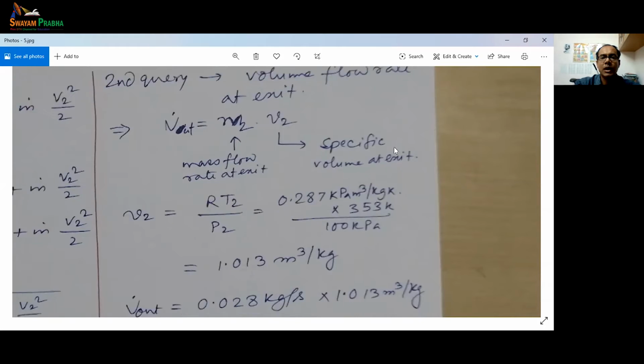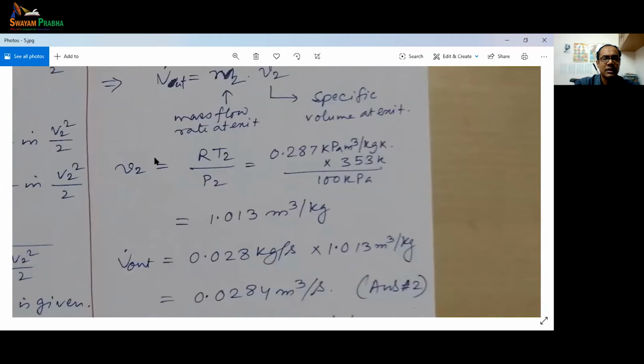And specific volume, how do we get it? That is where we will use the ideal gas law. The specific volume at exit will be R into T2 by P2. That means at state 2, we use the temperature and pressure. We know R, we have looked up the table. We know T2, which is 353 Kelvin, and P2 is 100 kPa. P2 did not change, right? It remained at 1 bar, and the temperature increased to 80 degrees centigrade.